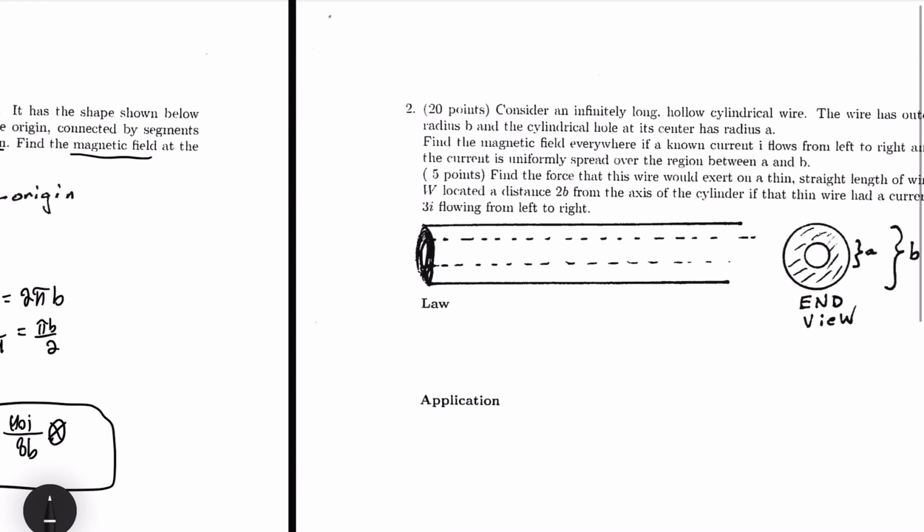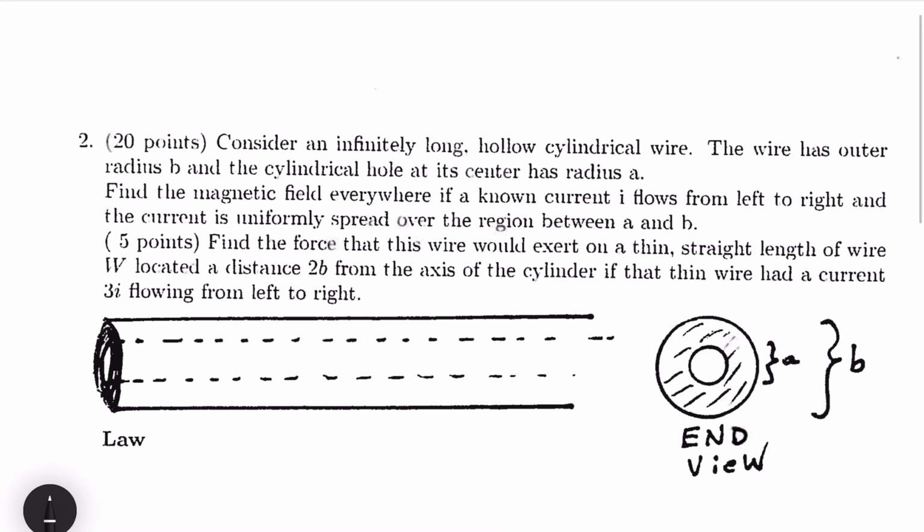Now for number 2, we have an infinitely long cylindrical hollow wire. So that's probably a good indication we're going to use Ampere's law. The wire has an outer radius b, and it has a hole with the center radius a. It wants us to find the magnetic field everywhere. So yeah, we're going to use Ampere's law, if a known current I flows from left to right.